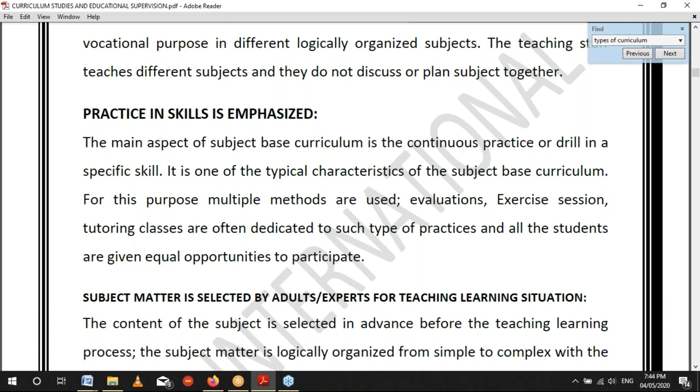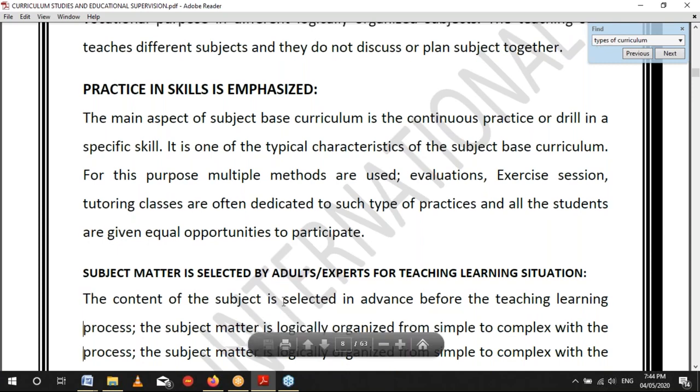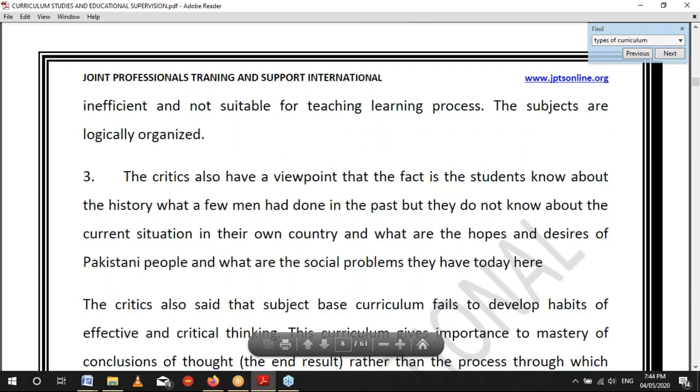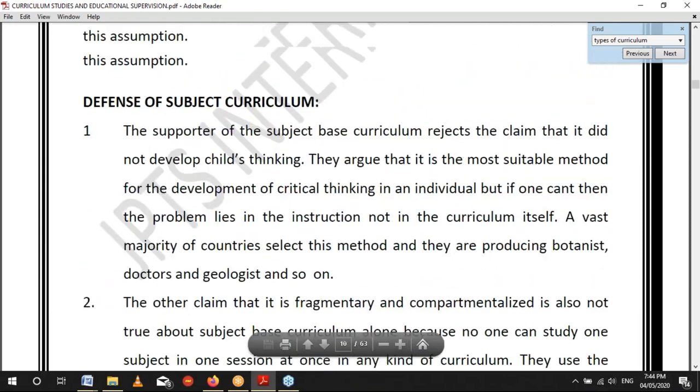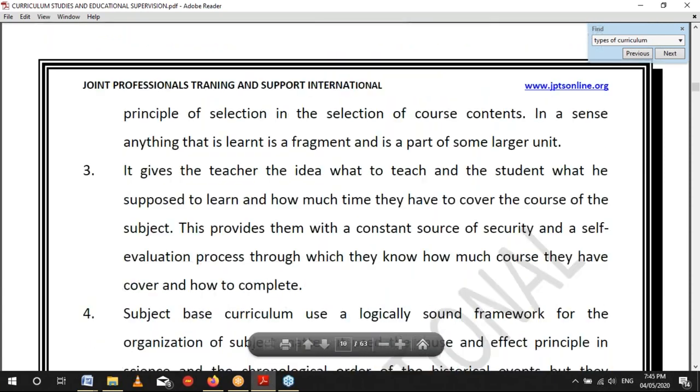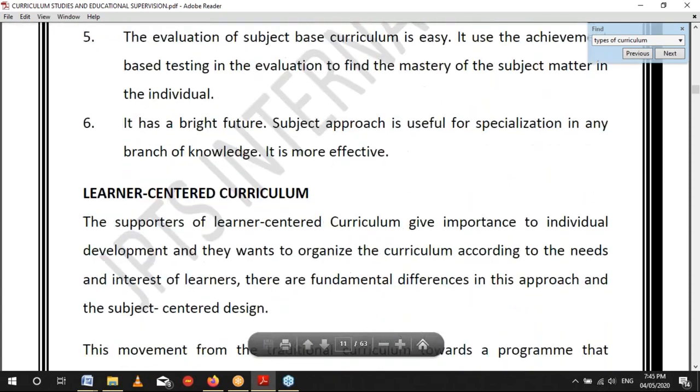And number 6, defense of subject curriculum. It is useful for specialization. Of course, whatever you are doing, every time, you specialize on it. By the time you handle it, no matter how difficult you find it, you handle it today, you handle it tomorrow. Before you know it, you become an expert in that subject.